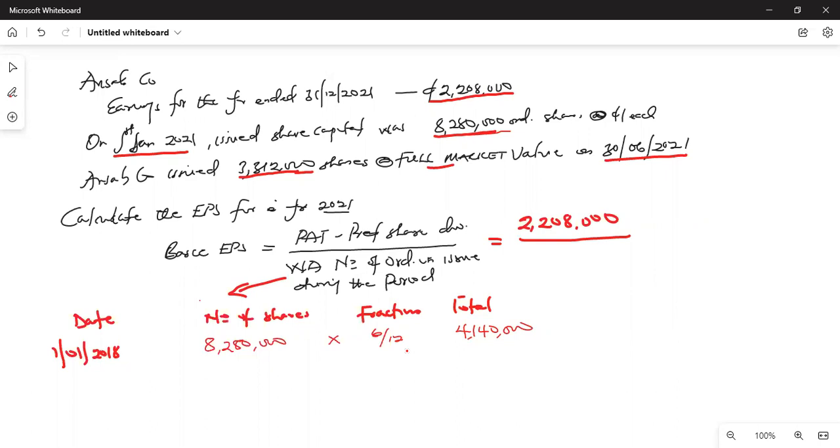Then we are told that there were new shares that were issued on 30th June. That means if you now add our new shares we have here, which is 3.312 million, what is going to happen is that as at this date of 30th June, sorry, the year in question is actually 2021, our shares had increased. So what happened is that we add it up. We are having 11.592 million.